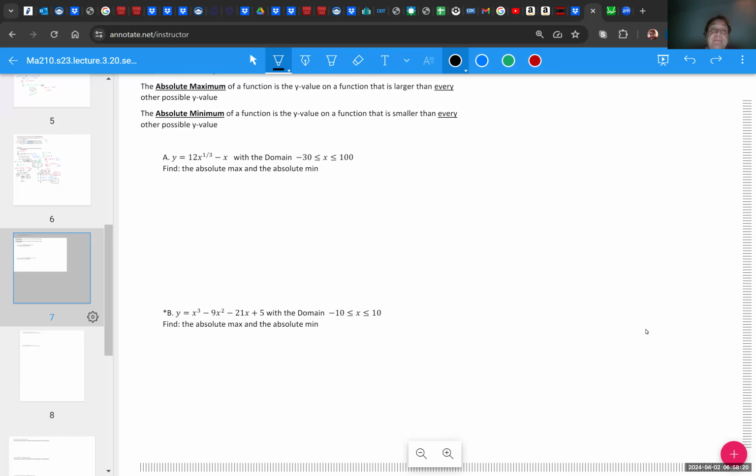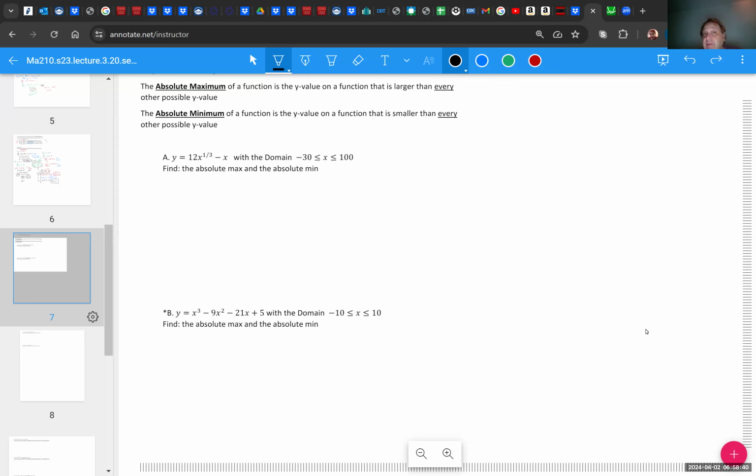Hello and welcome. In this video, I'm going to be showing you how to find the absolute maximum and absolute minimum of any function. Not all functions have an absolute maximum or absolute minimum, but if they do, this video will show you how to find them. All right, let's first of all start with the definition.